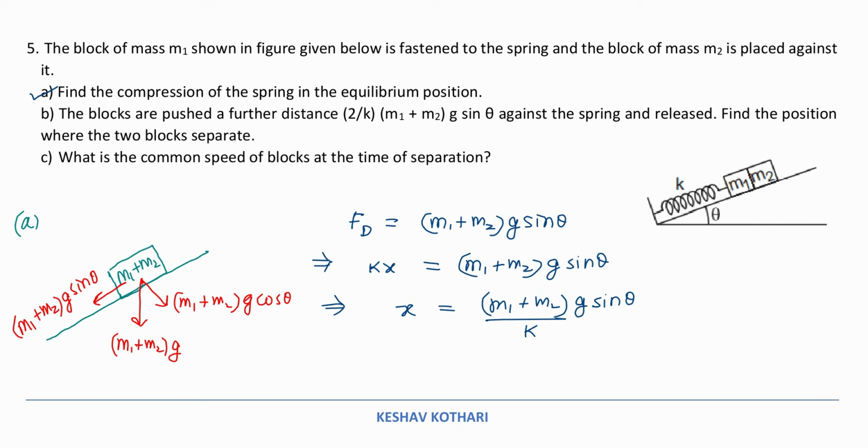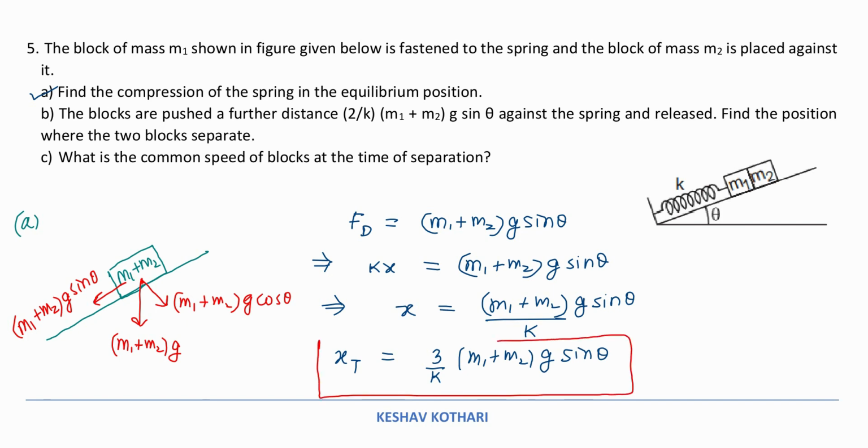Find the position where the two blocks will separate. So over here, if another compression is added, the total elongation, or the compression that is generated, becomes 3 by k (m1 plus m2) g sin theta, since this was already there and this is added. So this is the total extension which is generated in the spring. This is the answer to the first part, A.